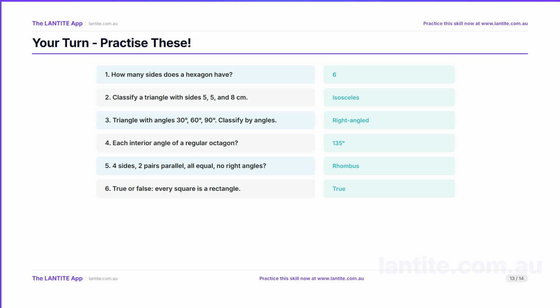Now, try these 6 problems. Problem 1. How many sides does a hexagon have? Problem 2. Classify a triangle with sides of 5, 5, and 8 centimeters. Problem 3. A triangle has angles of 30, 60, and 90 degrees. Classify it by its angles. Problem 4. What is each interior angle of a regular octagon? Problem 5. A shape has 4 sides, 2 pairs of parallel sides, all sides equal, but no right angles. What is it? Problem 6. True or false? Every square is a rectangle. Check your answers on screen.